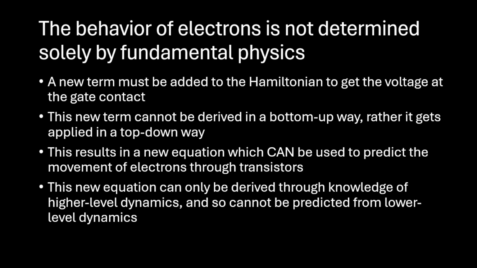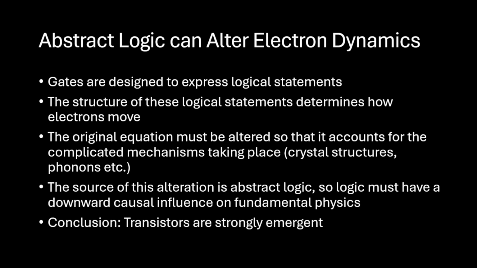But let's think about some of the staggering implications of this. This implies that abstract logic. So remember, those logic gates are designed to express logical statements, and logic itself can alter electron dynamics. The structure of these logical statements themselves is determining how electrons move. And you have to think, what is logic? Logic is this kind of abstract thing that we've created. We represent logic using the logic gates, but it's still an abstract notion that we've imposed upon the way electricity is moving. And so electricity is moving in accordance with logic.